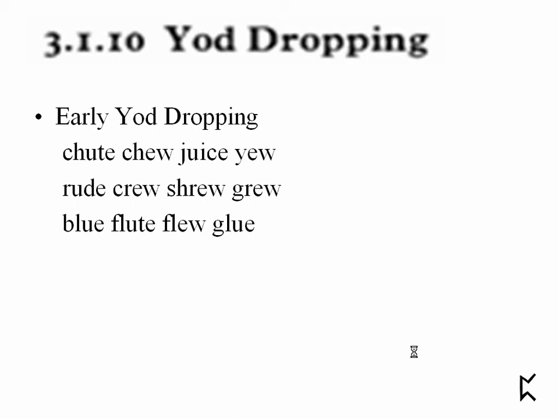Chute, chew, juice, and you became shoot, chew, juice, and you. And there would have been then chute, not shoot. Rude, crew, shrew and grew became rude, crew, shrew and grew, and blew, flute, flew and glue became blue, flute, flew and glue. And many Icelanders still use this u in English because it's a good Icelandic phoneme.